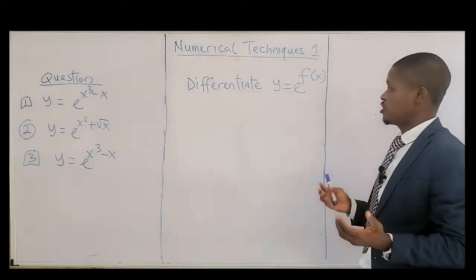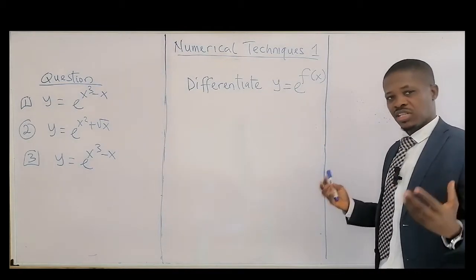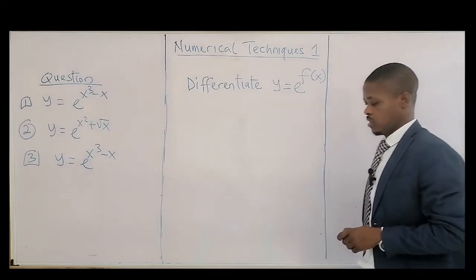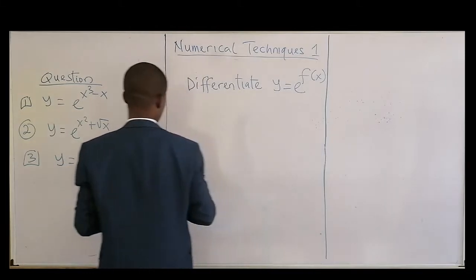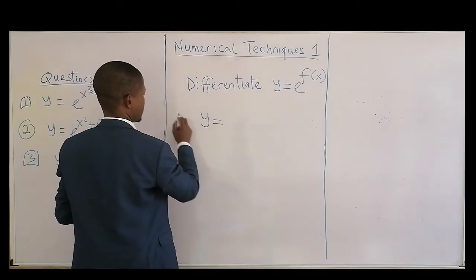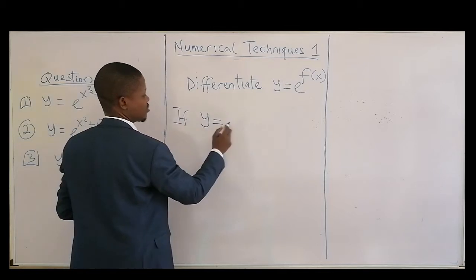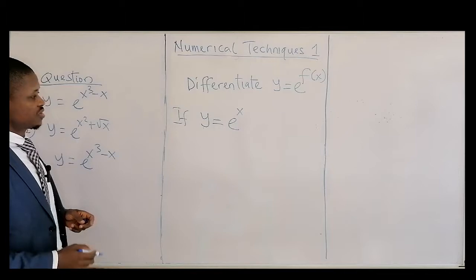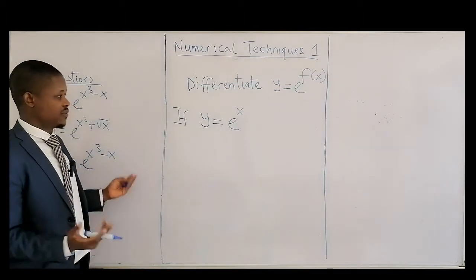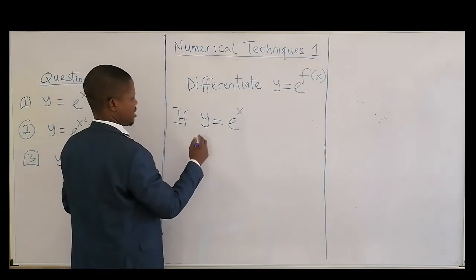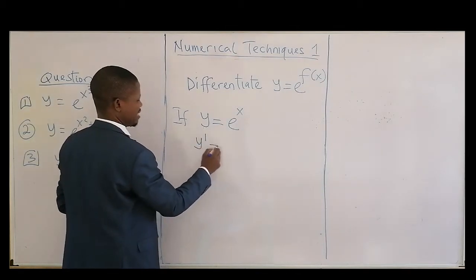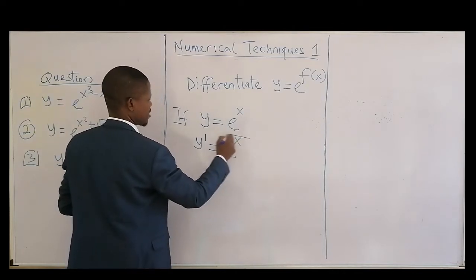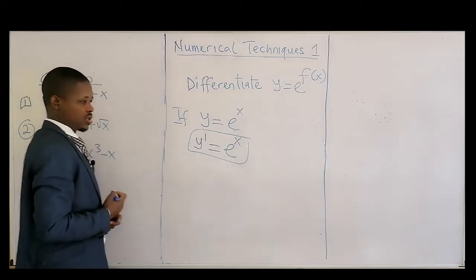We are looking at differentiation of the exponential function, which is of this form. If y is equal to e to the power x, we want to see how to differentiate the exponential function. The derivative of the exponential function is what? It's the same as the function.